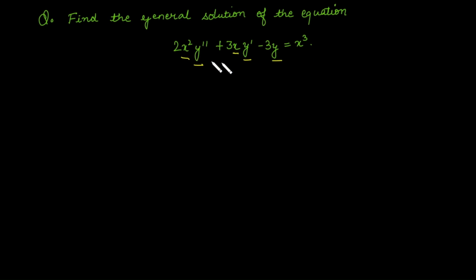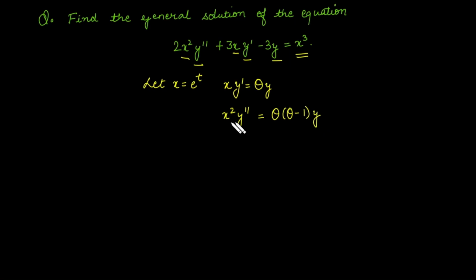Now how to find the answer in this case? First we will take the non-homogeneous function, that is x cube. So we replace in this case x by e raised to power t, along with x into first order derivative is replaced by theta into y, and x square second order derivative is replaced as theta into theta minus 1 into y.